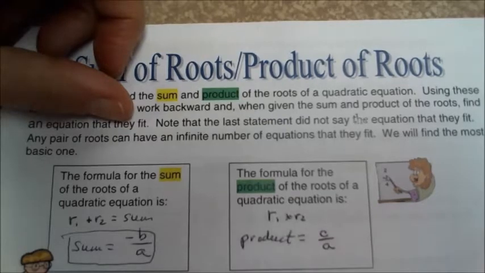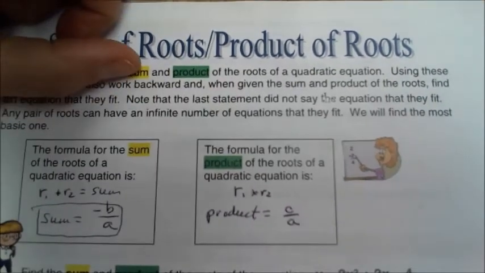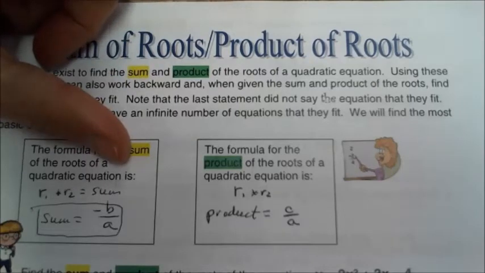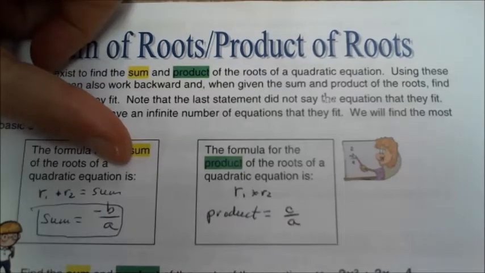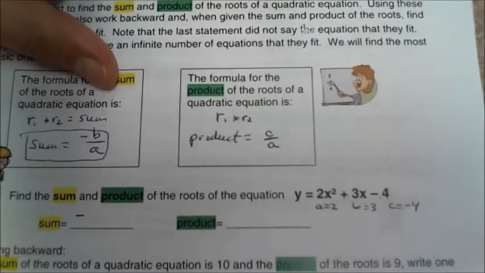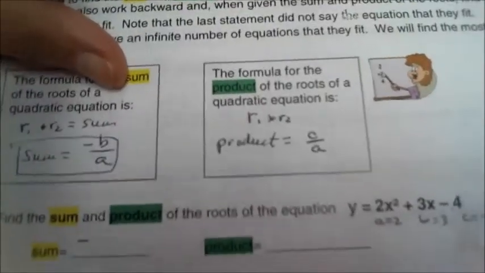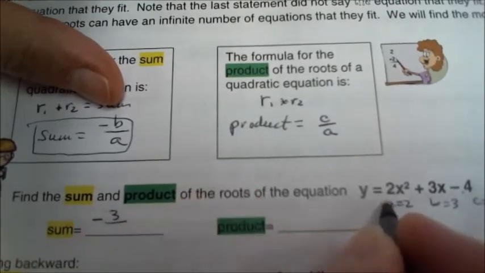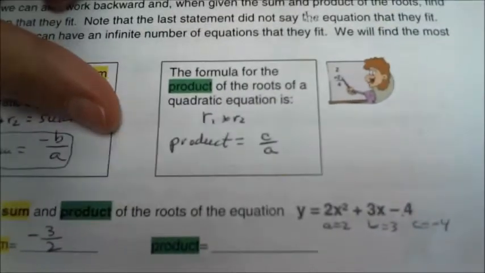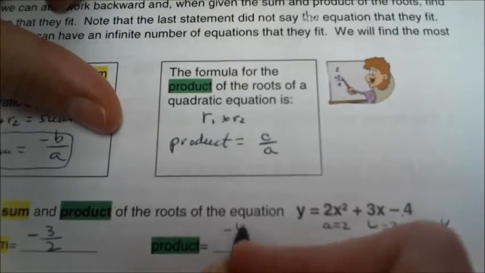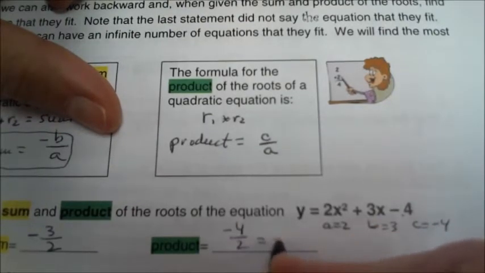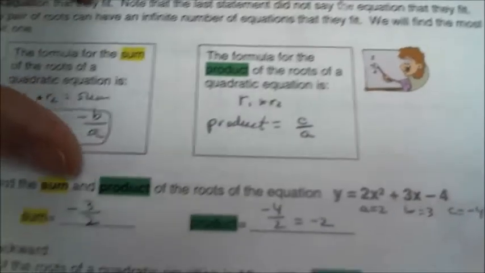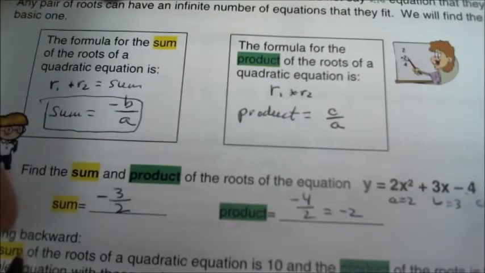So if you know the two roots, multiply them together, and you can calculate the product by c over a. So if you have an equation like 2x squared plus 3x minus 4, and I ask you to find the sum, it is negative b over a. Well, a is 2, b is 3, c is negative 4. So the sum is negative b, which is negative 3, over a, which is 2. And the product is c over a, which is negative 4 over 2, which is equal to negative 2. So that's the product. So now we're going to work backwards.